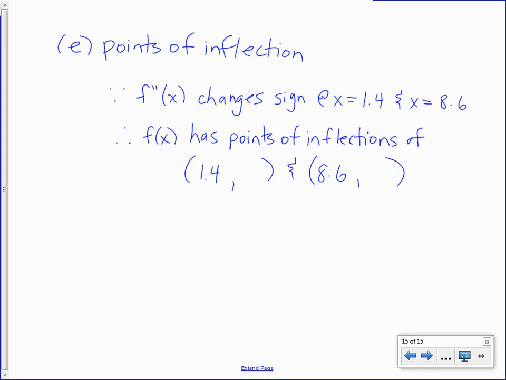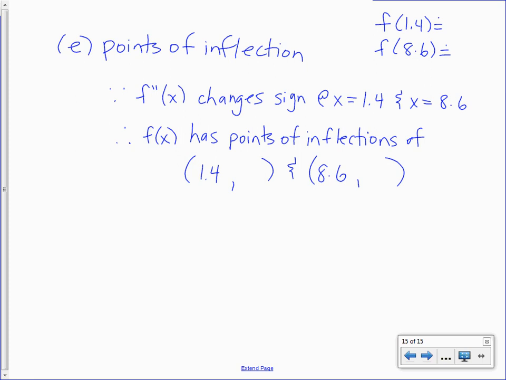How do I get the y values, guys? Back to the original, right? F of 1.4, F of 8.6. Again, they're going to be approximate. To really be accurate, you really should use the more decimal place version to get a more accurate answer. But if you use 1.4 and 8.6, I'm going to give it to you.